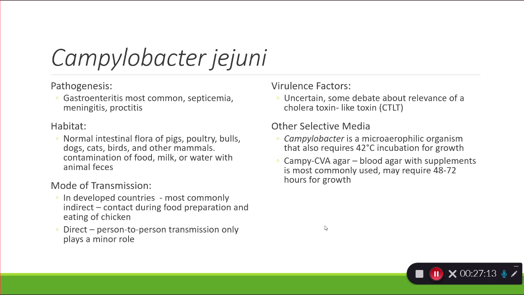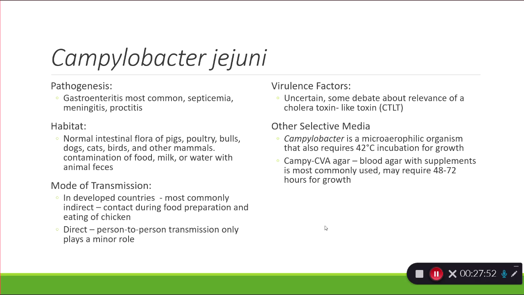The next one is Campylobacter jejuni. This commonly causes gastroenteritis, but it can cause septicemia, meningitis, and actually proctitis as well. It is normal intestinal flora of pigs, poultry, bulls, dogs, cats, birds, and other animals. We get this from the contamination of food, milk, or water with animal feces. In developed countries, it's usually indirect from improper food preparation. Direct is from person-to-person transmission. It has some virulence factors, including a cholera toxin-like toxin.